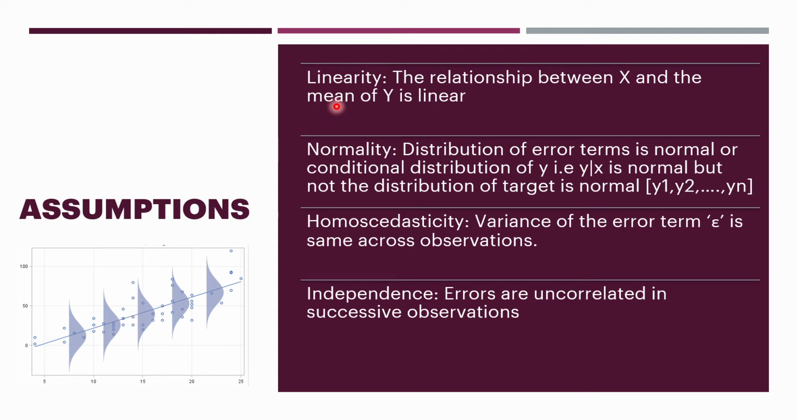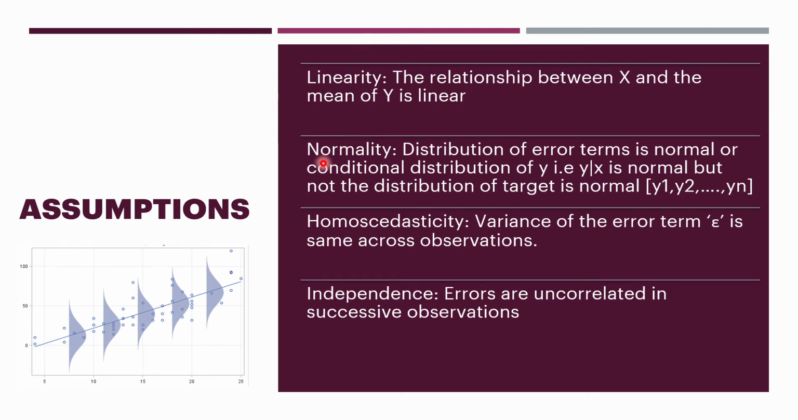The first assumption that we are making is that the relationship between x and y is a linear one. It may be linear or may not be linear, but when we are fitting a linear regression model, what we are assuming is that the relationship is linear. That is why we are fitting a linear model. So that's the first assumption.